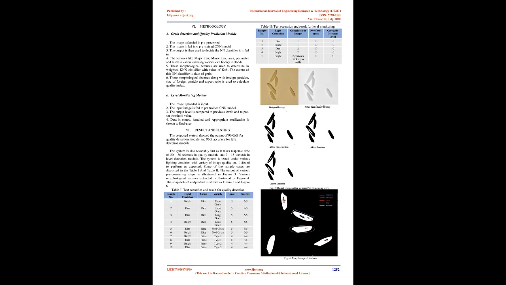It sees the entire image during training and test time, so it implicitly encodes contextual information about classes as well as their appearance. It learns generalizable representations of objects so that when trained on natural images and tested on artwork, the algorithm outperforms other top detection methods. The most important feature of CNN is that it is very efficient and fast in real time.